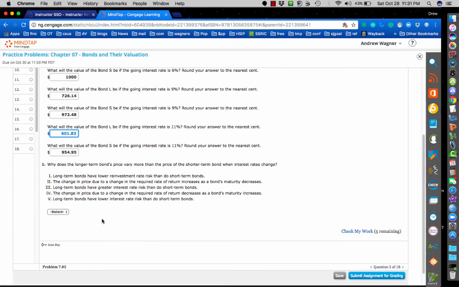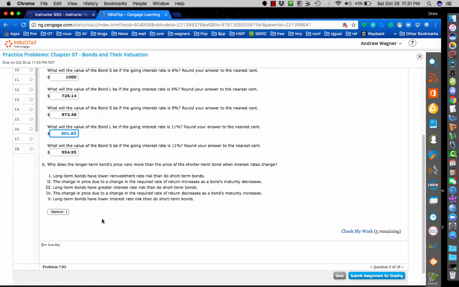Okay, so they both went down, but the long-term bond went down by a lot more, both in percentage terms and dollar terms. Why does the long-term bond vary more? Let's see how they put it. They have lower reinvestment rate? No, they have the same reinvestment rate. The change in price due to a change in the required rate of return increases as the bond's maturity decreases. No, it's kind of backward, isn't it? Long-term bonds have greater interest rate risk than do short. That's true.